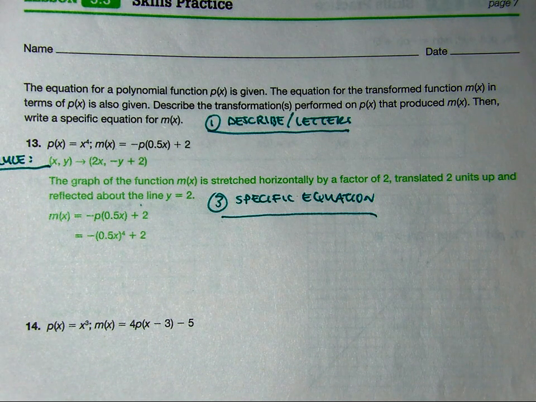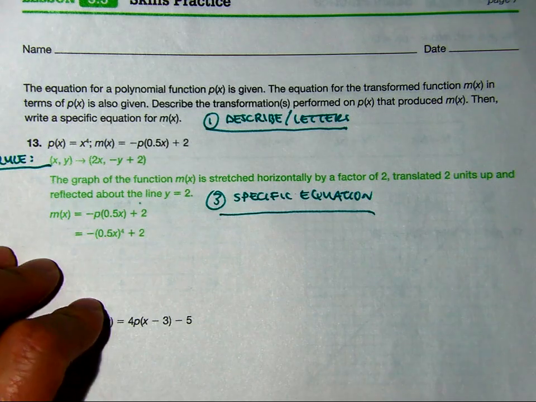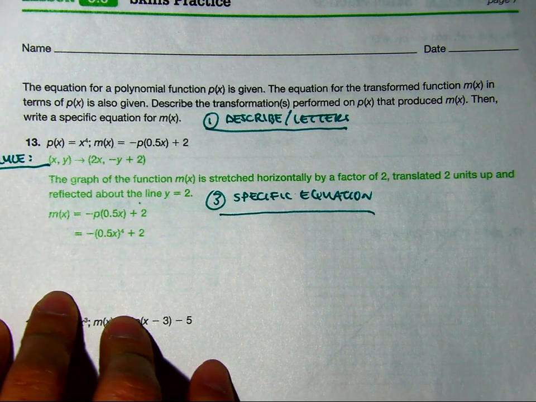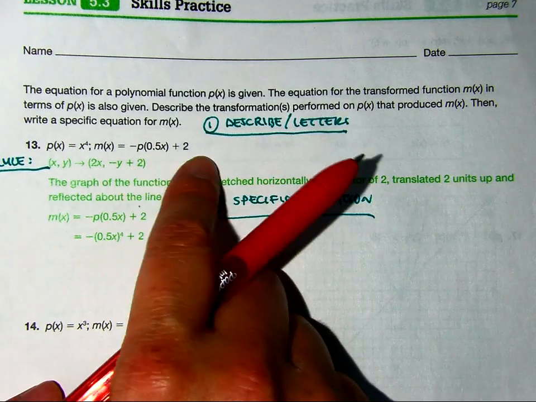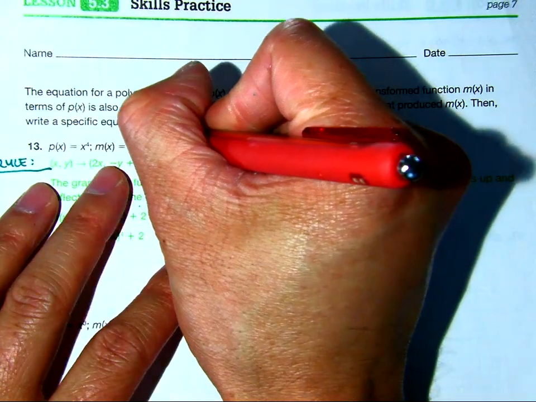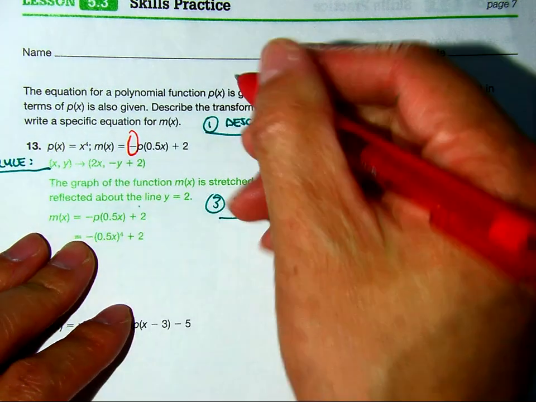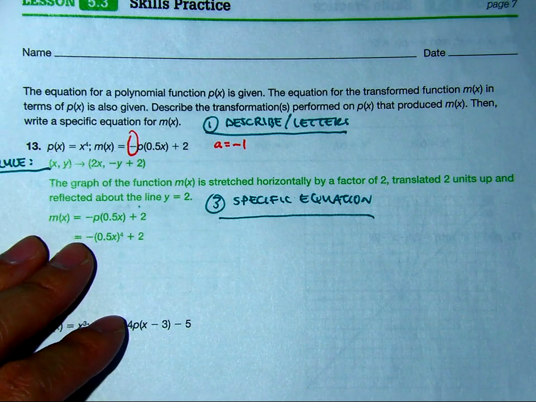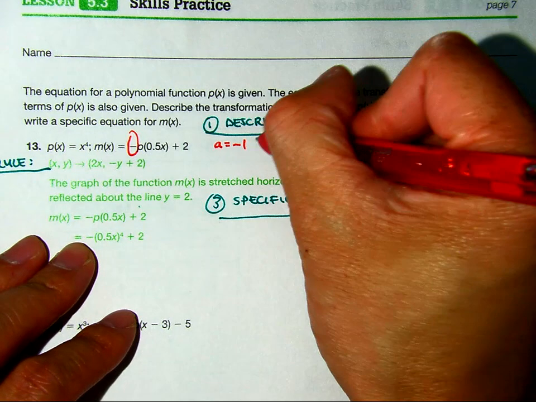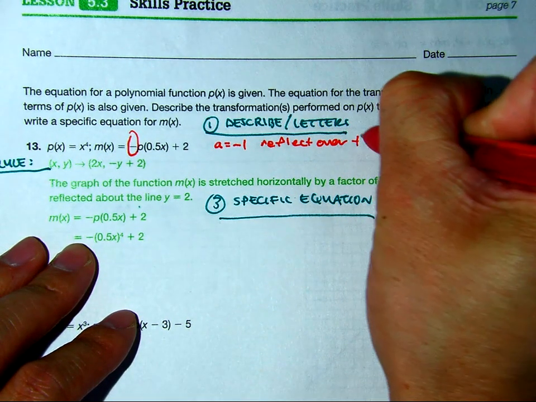Okay, let's make some observations now. From P of X to M of X, what's different about it? Well, let me do a think out loud. If I look at this equation here, I notice this is on the outside. If it's on the outside, it has to be the letters A or D. That would be an A. A is equal to -1. What does the A of -1 do? It reflects it over the y-axis. Reflect over the y-axis.